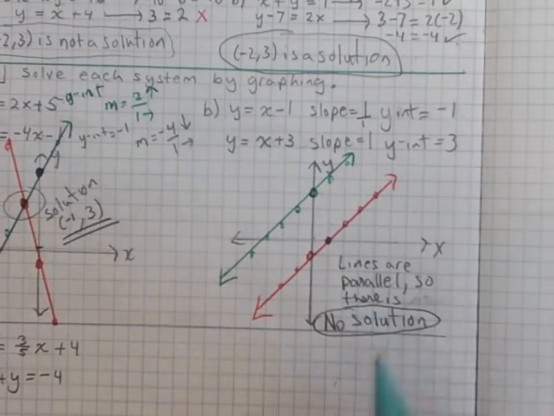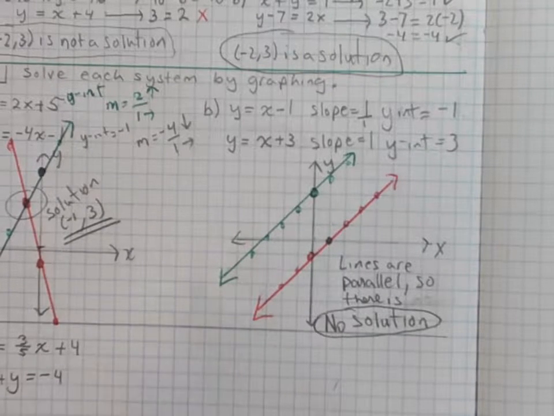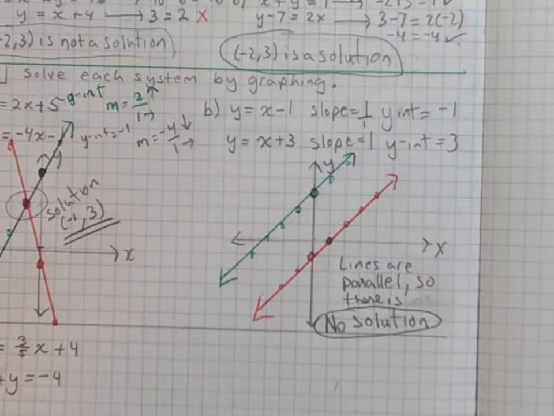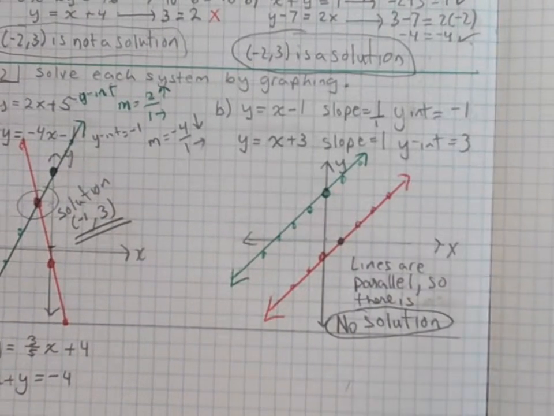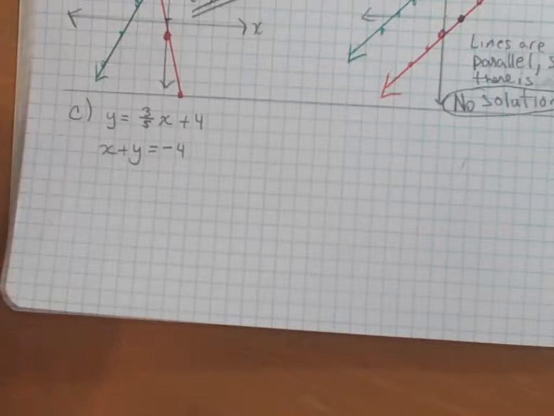If two lines don't intersect, parallel lines never intersect. So if they don't intersect, you can't have a solution point. You must have the two lines connecting up at least once. Can two lines connect up more than once? Question to think about. All right, let's graph these two.